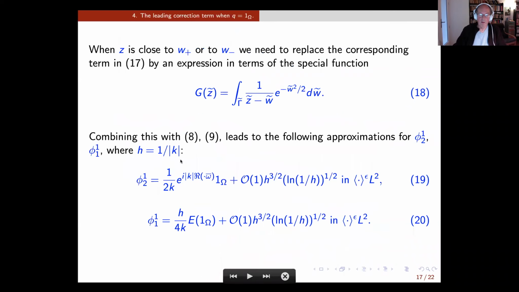But there is a corollary which uses much less of this detailed result, namely the leading correction to phi2 has this expansion in the weighted L2 space. You see that the leading term here behaves like 1 over k. And then you have remainders which behave like h to the power 3/2 times half the power of the logarithm. And I think this is a satisfactory result.